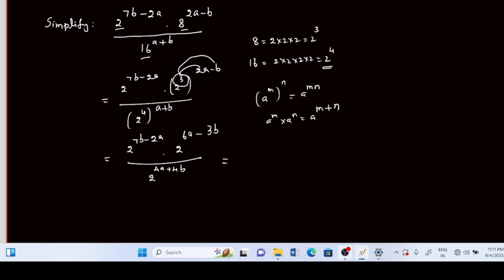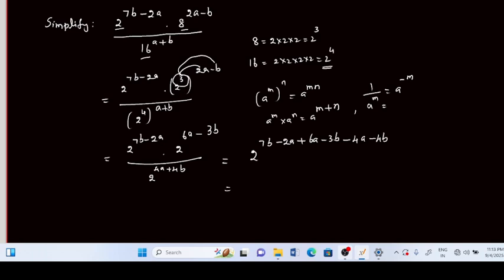Now we have the property as well as law: the bases are the same, and in the numerator, in terms of multiplication, we add the powers, 7b minus 2a plus 6a minus 3b. The denominator has the same base, so we can bring it to the numerator. If we bring it to the numerator, 4a minus 4b, the minus should be applied for both the terms.